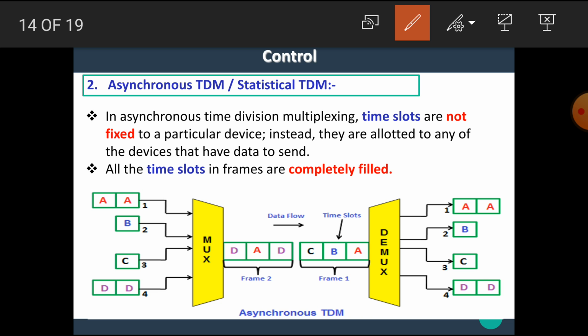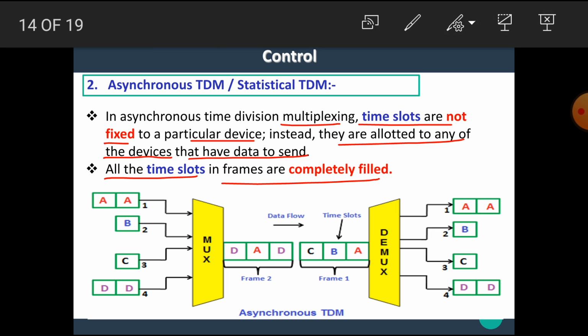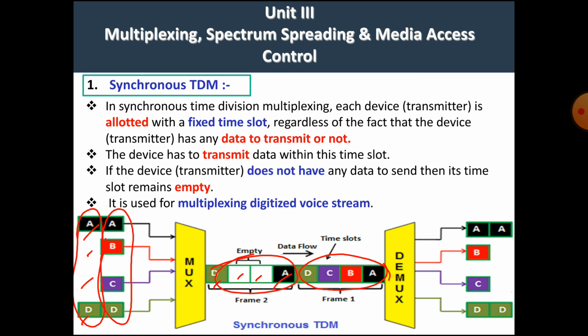In asynchronous time division multiplexing, time slots are not fixed to a particular device. Instead, they are allotted to any of the devices that have data to send. All the time slots in the frame are completely filled. This is the main difference between asynchronous and synchronous: in synchronous there may be some empty time slots. Okay, let's see once again.